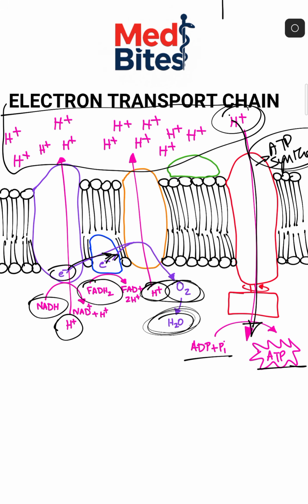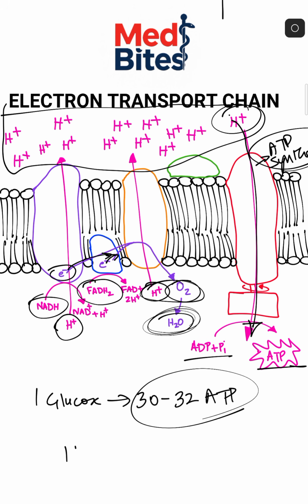The biggest takeaway, for every molecule of glucose, you make approximately 30 to 32 molecules of ATP. This is a 1 to 30/32 ratio. So important to know this. This number will come up.